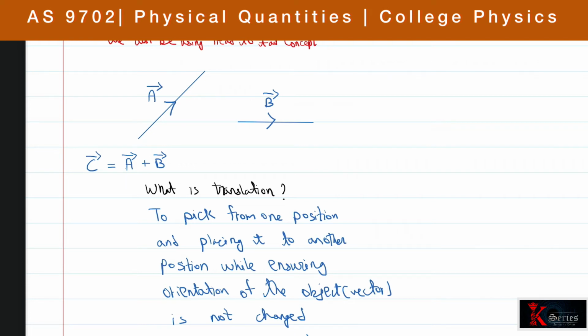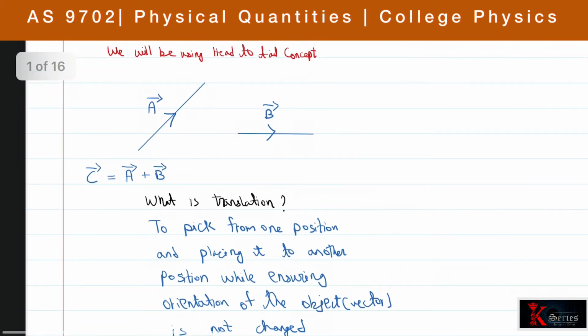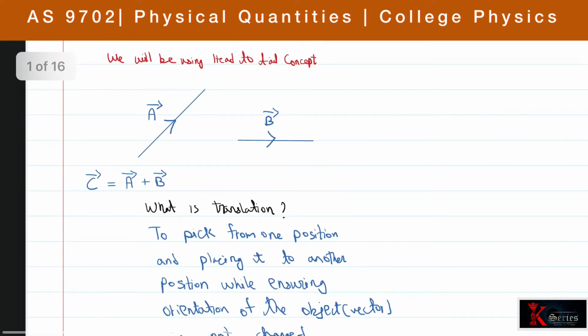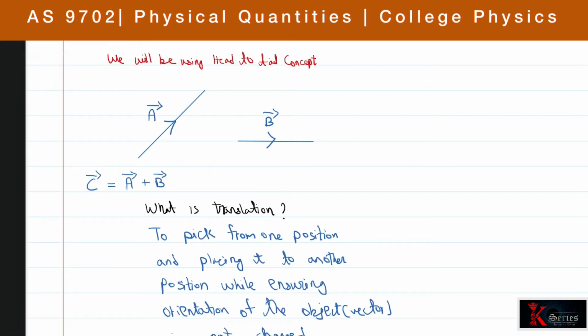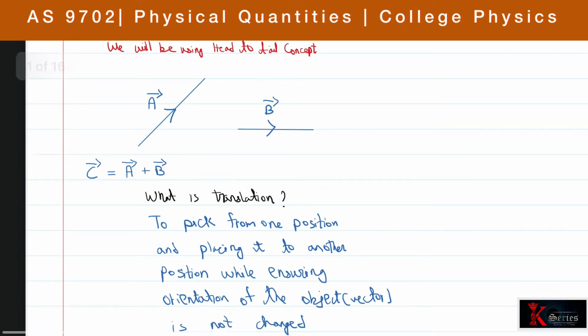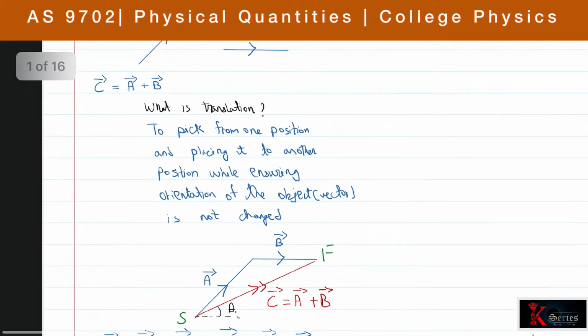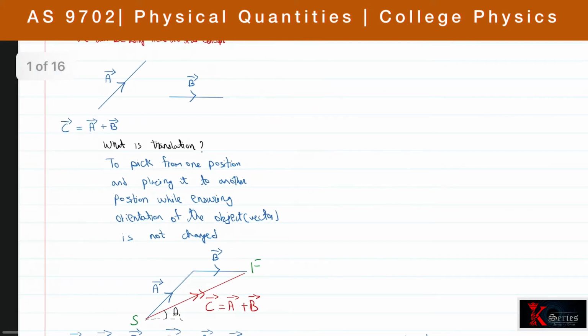So what exactly we do in the head to tail method is that we basically pick up the vector and place it on the other position without changing its orientation in order to ensure that the head of one vector is joined to the tail of the other vector, and in this way we are able to add the different vectors. For example, here on the screen we have vector A and vector B. So what we are doing here is we'll leave vector B at the same position, and then we're going to pick up vector A and place it in a way that the head of vector A is joined to the tail of vector B, right?